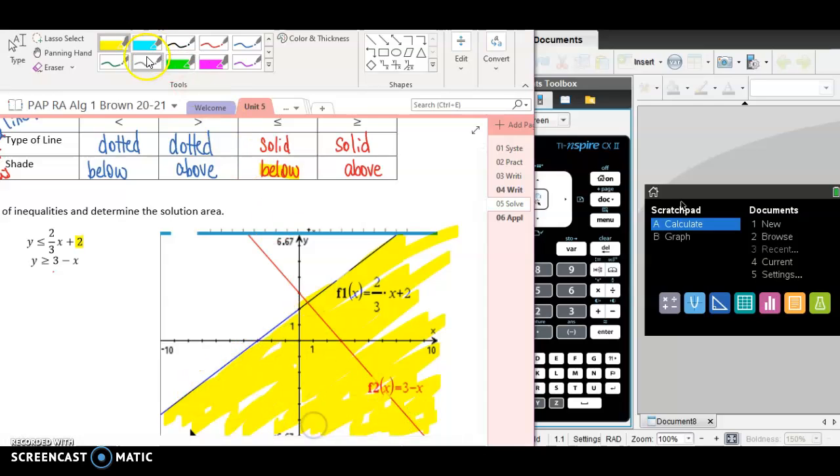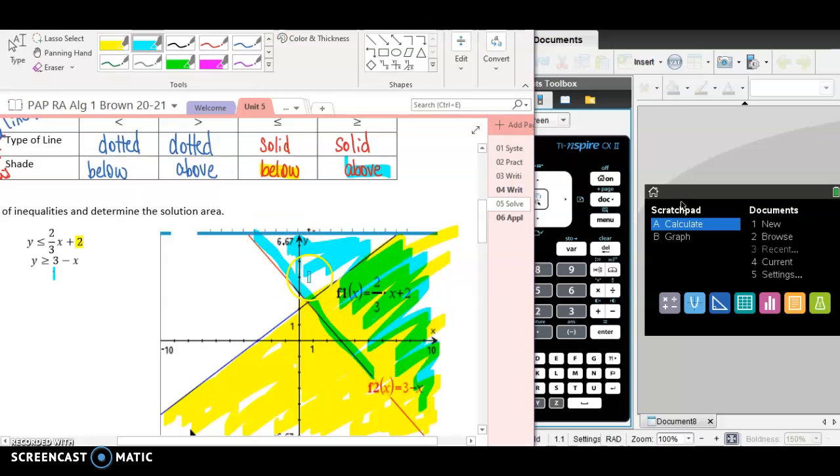All right, now, for y is greater than or equal to 3 minus x, I have to begin at the 3, which is this y-intercept. Now it's greater than or equal to that 3. So since it is greater than or equal to, I have to shade above. So I'm going to begin here, and I'm going to shade this way. So everything on this part of the line is going to be shaded. Okay? All right. So notice what happens. Just think about what's happening there.